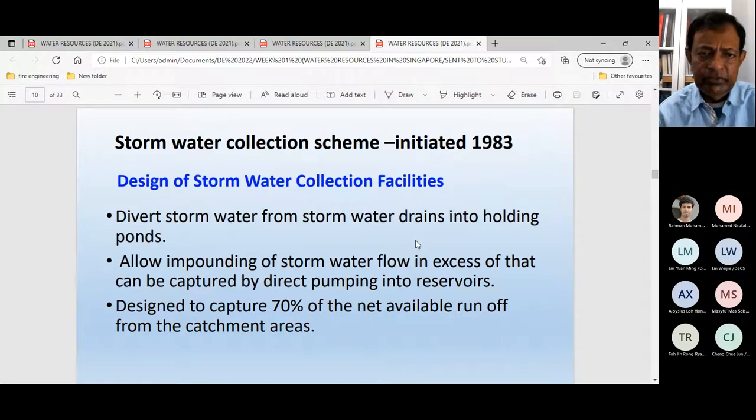Then the second effort which they implemented was the design of stormwater collection ponds. This was initiated in 1983. The main purpose is to divert the stormwater from stormwater drains into the holding ponds and allow impounding of stormwater flow in excess of what can be captured and directly pumped into the reservoir, which is actually the Bedok Reservoir. So how does this work?